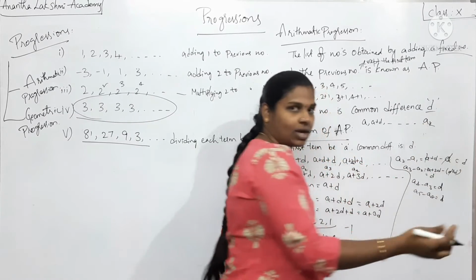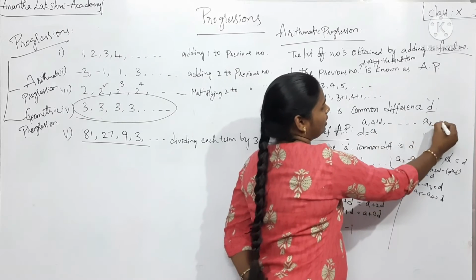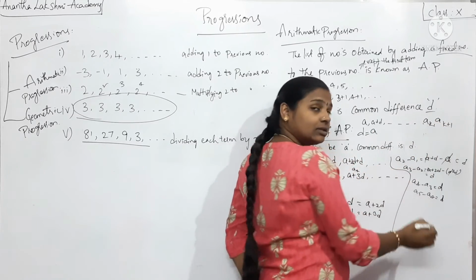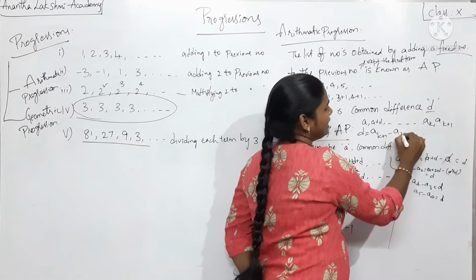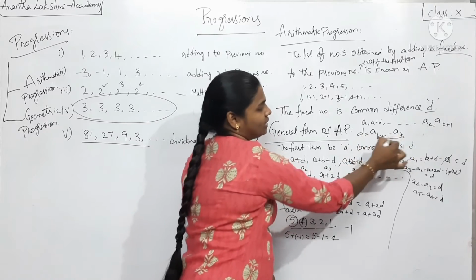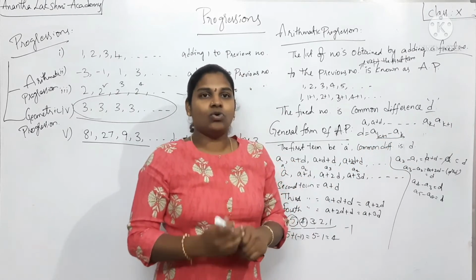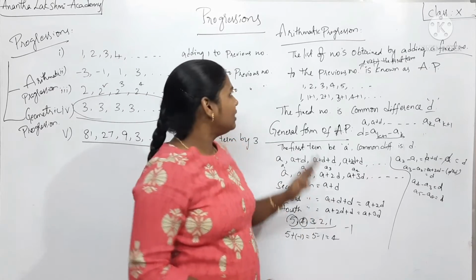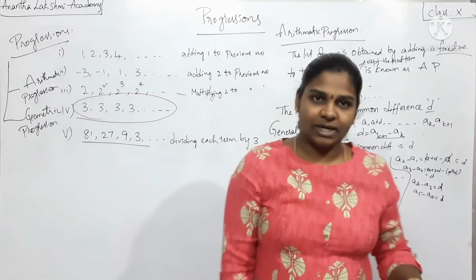For that, say for suppose, I have a series of A plus D and so on till AK, the kth term. The common difference would be AK plus 1 term minus AK. It is actually in the descending order itself: A2 minus A1 or AK plus 1 minus AK. It should go in this order itself. Okay, that is about the arithmetic progression and the general form of arithmetic progression.